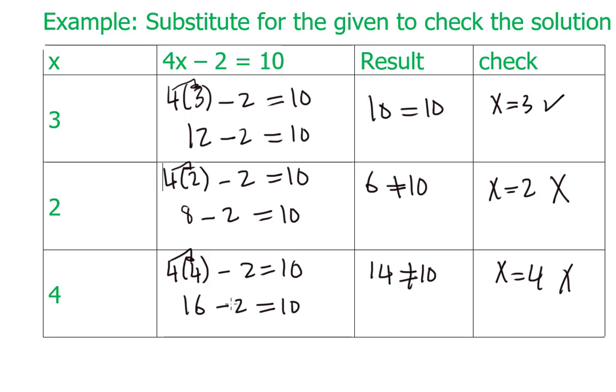Then you can write the conclusion as x equals 3 will be the only solution for this equation, and 2 and 4 are not solutions for this equation. So now we reviewed equations, now let's review inequality.